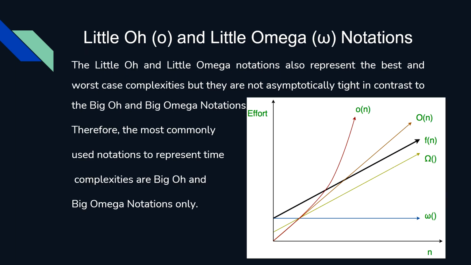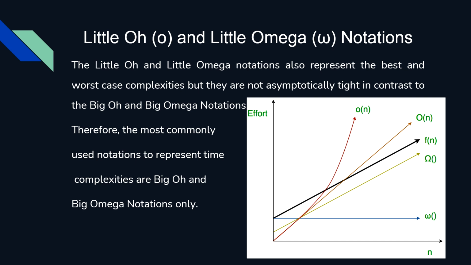Let us go to the two notations, little o and little omega. The little o and little omega notations also represent the best and the worst case complexities, but they are not asymptotically tight, in contrast to big O and big omega notation. Therefore, the most commonly used notations to represent time complexities are big O and big omega notations only.